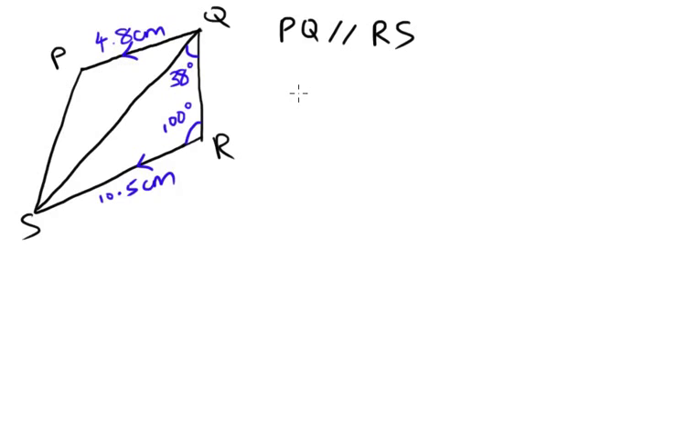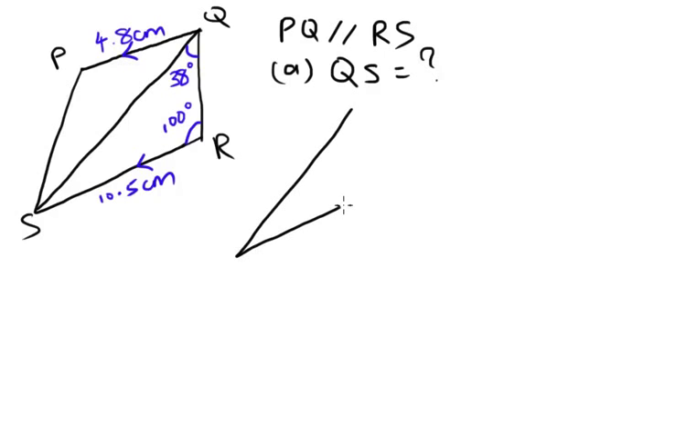There will be a few sub-questions, and the first question, A, is asking us to find the length of QS. What is the length of QS? So how are we going to get the length of QS? We will focus our vision on the triangle QRS first.